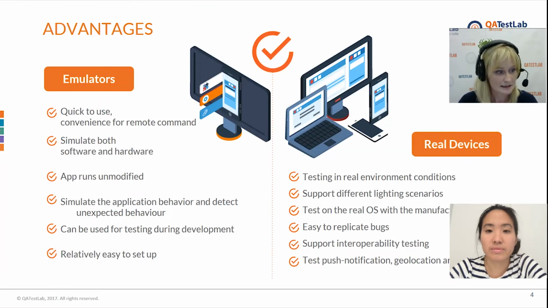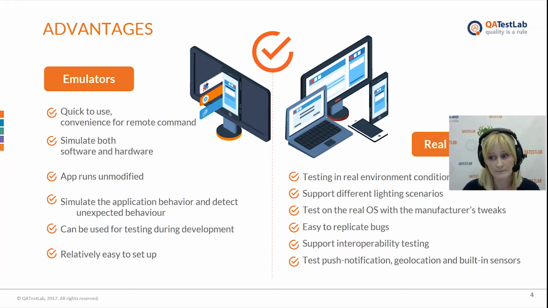As we can see on the slide, I want to talk about the advantages of emulators and real devices, and then we will talk about the disadvantages of emulators and real devices. Regarding the advantages of emulators, first of all, they are quick to use and convenient for remote teams. For example, in our company, we have more than 200 remote employees, and it's very important to have tools that are convenient to use in remote teams. They simulate both software and hardware. The app runs unmodified, they simulate the application behavior and detect unexpected behavior. They can be used for testing during development. And the next point is that they are relatively easy to set up.